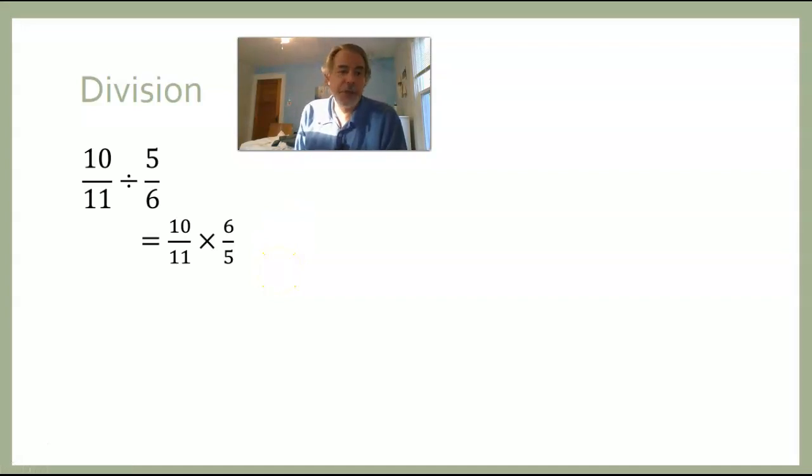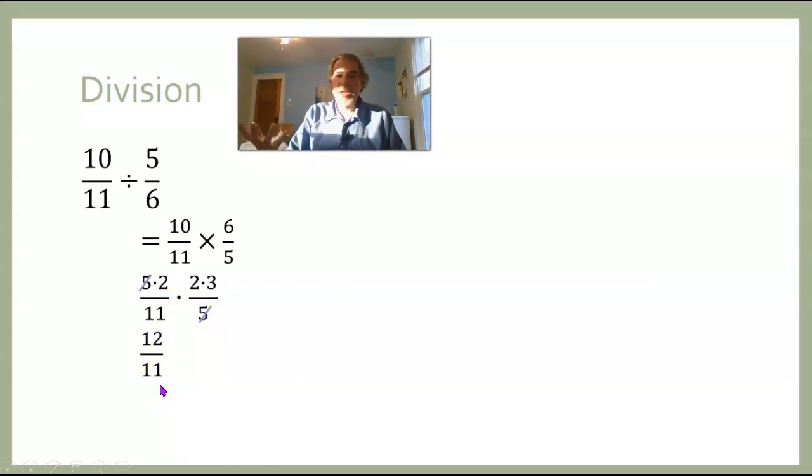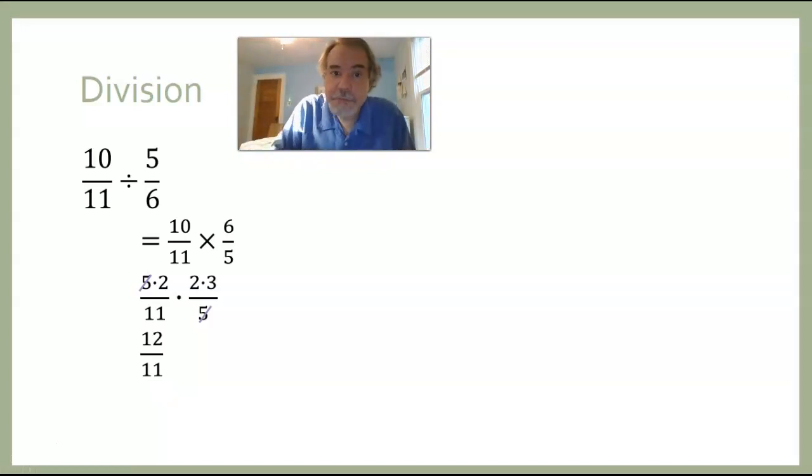And now that it's a multiplication problem, we know how those work. 10 would be 5 times 2. 11 doesn't break up into any smaller factors. 6 would be 2 times 3. 5 is just 5. And do you see anything we can cancel? Can this be simplified? Well, there is a 5 on top and on the bottom we can cancel. And then what's left on top is 2 times 2 is 4 times 3 is 12 over 11 on the bottom. So the result in lowest terms is 12/11ths.